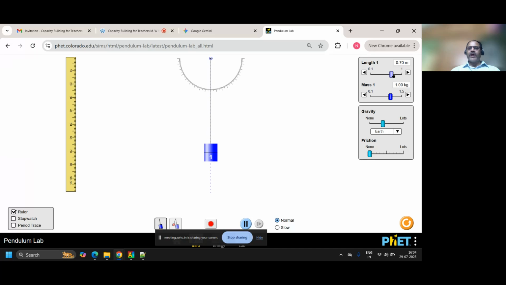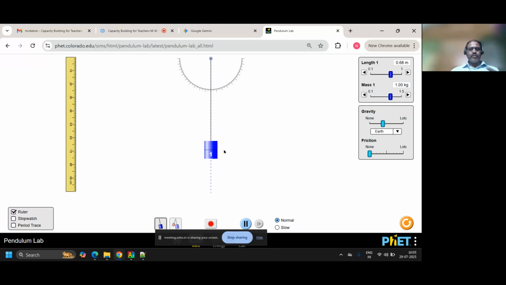We can now adjust the pendulum's length. So if you see here, if I adjust this knob, the pendulum's length can be adjusted. Then the mass also, I can increase the mass or I can decrease the mass. Right now it is set at 1 kg. I can increase the mass also. Of course, this is Earth.